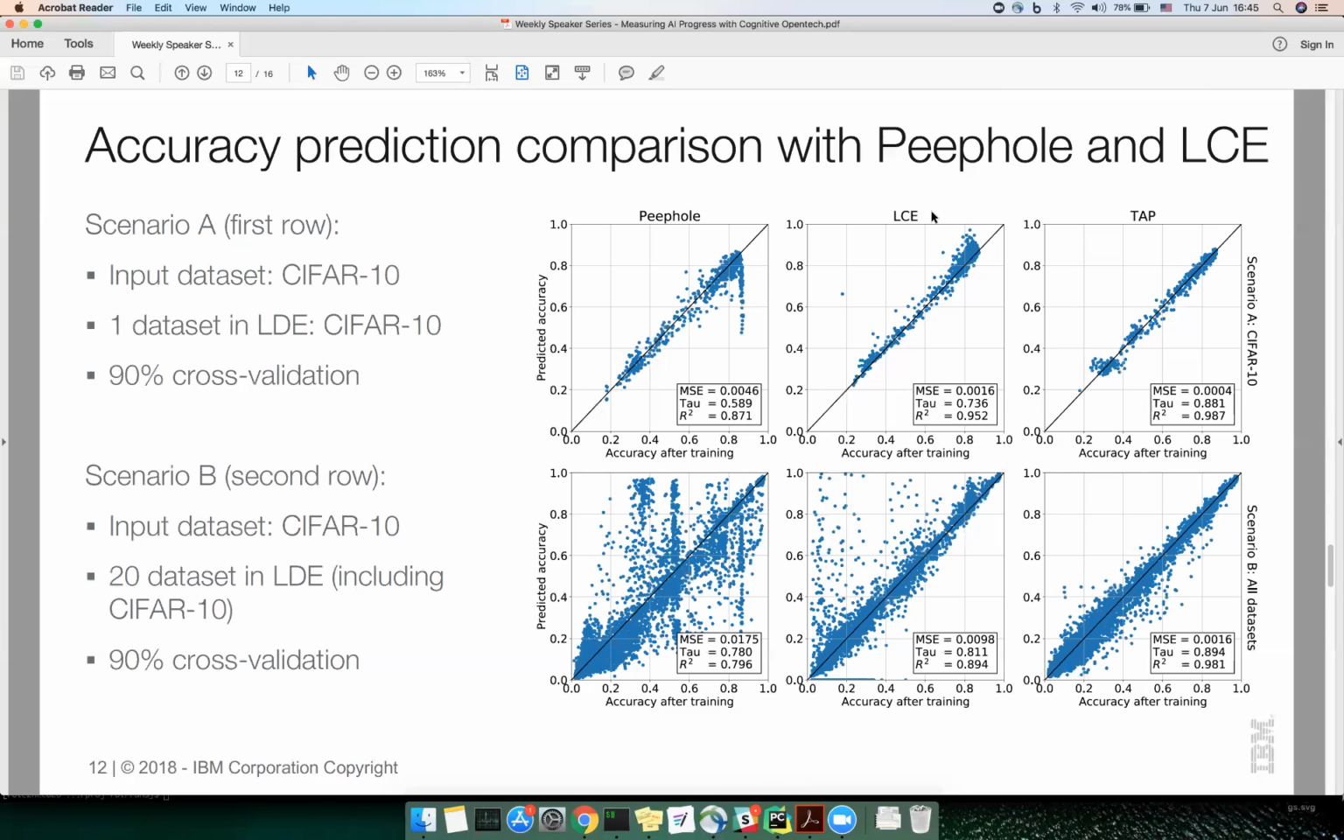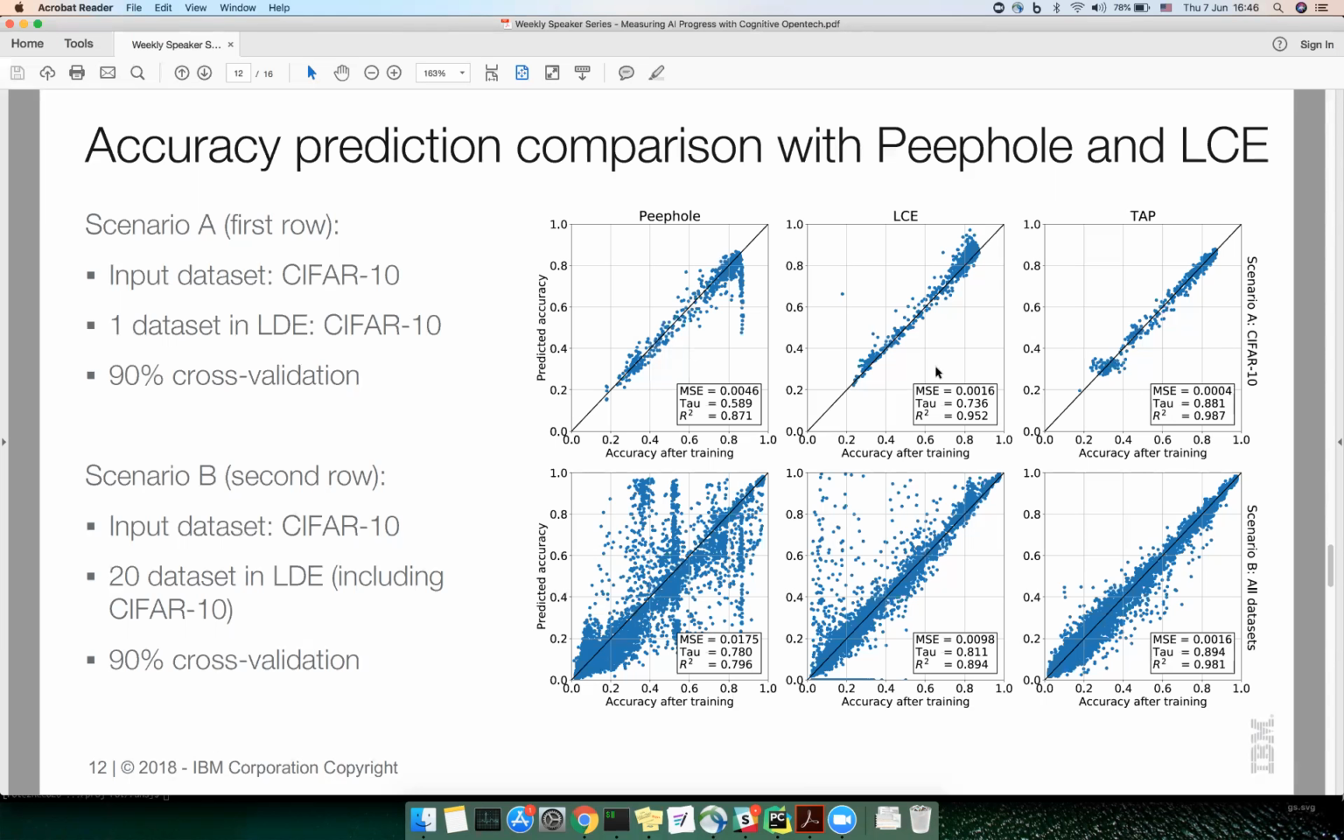We've tested our accuracy predictor in 3 scenarios. Scenario A, which presents the results in the first column, in the first row, sorry, considers that we train our accuracy predictor and the Peephole on the CIFAR 10 dataset, and then we try to do predictions of networks also on the CIFAR 10 dataset. We did this, although we know that this is not the main reason why we designed the accuracy predictor. Like I said before, we want this accuracy predictor to work across datasets. But it's an important use case to test against state-of-the-art algorithms like the Peephole and LCE.